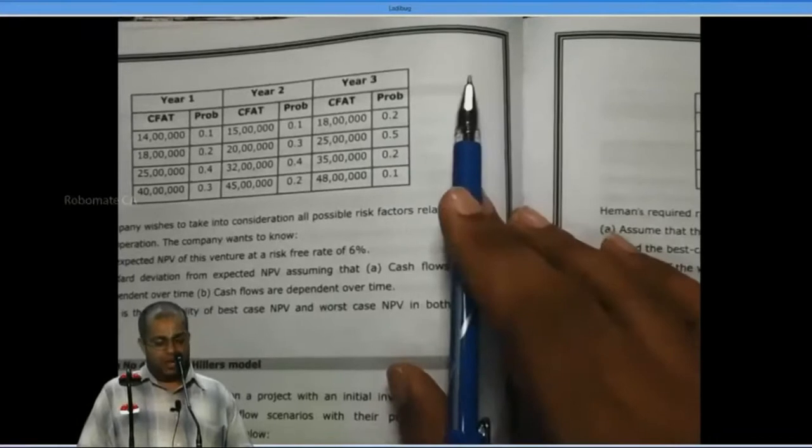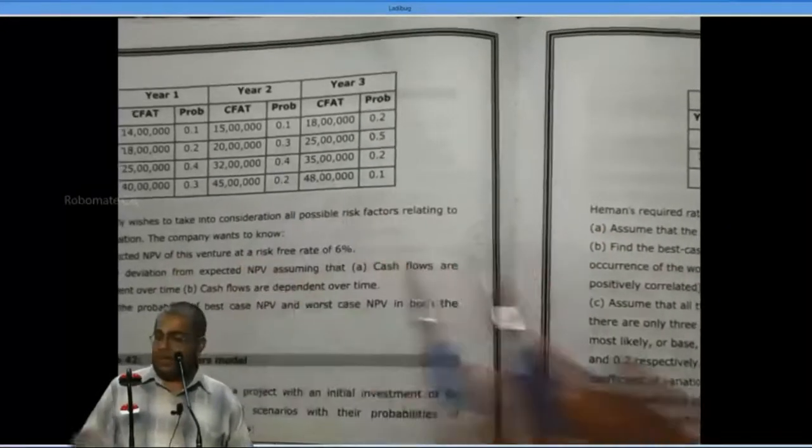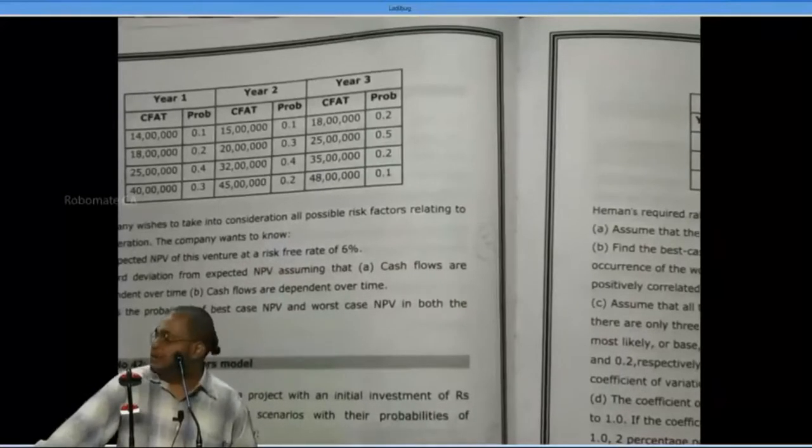Put the down mark and write. Tell me what is the calculation? 0.1 into 0.1 into 0.2. Tell me the number here.